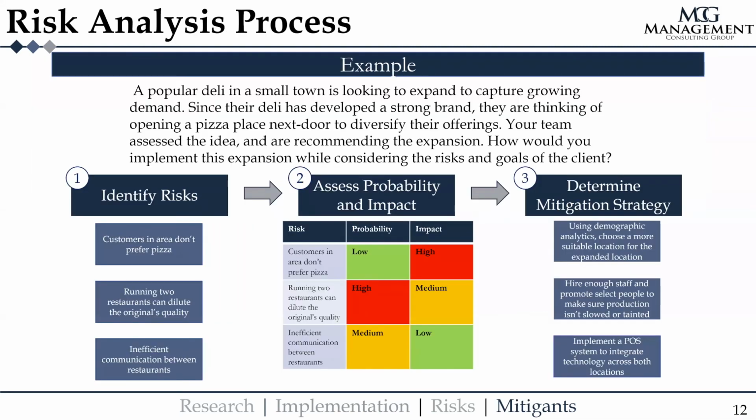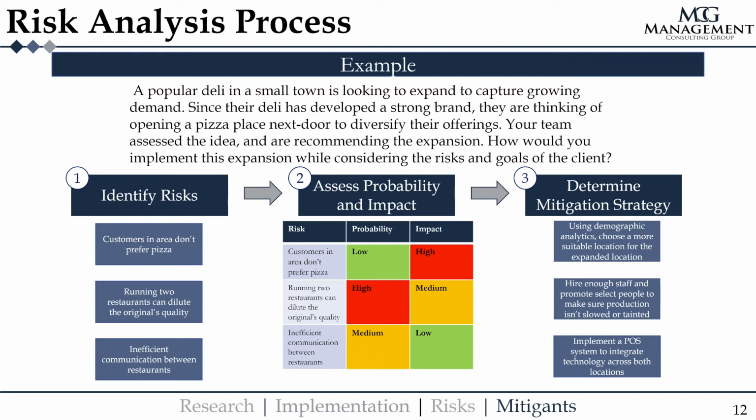So moving on to the next slide. Here we use the same example from before, this time outlining the entire process. I could reread it quickly. A popular deli in a small town is looking to expand and capture growing demand. Since their deli has developed a strong brand, they're thinking of opening a pizza place next door to diversify their offerings. The team assessed the idea and is recommending the expansion. How would you implement this expansion while considering the risks and goals of the client?